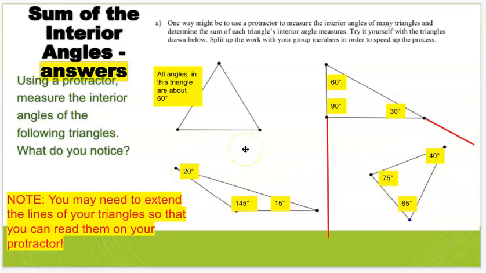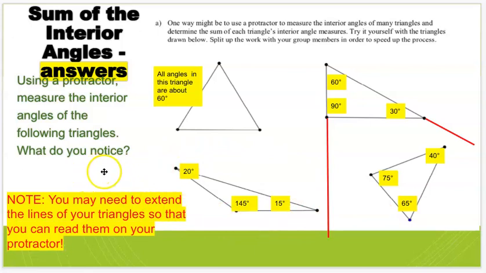And you might be thinking, oh, this reminds me of the types of triangles. Maybe you classified this as an equilateral triangle. Maybe you classified this as a right scalene triangle. Maybe you classified this as an acute scalene triangle. And maybe you classified this triangle as an obtuse scalene triangle.